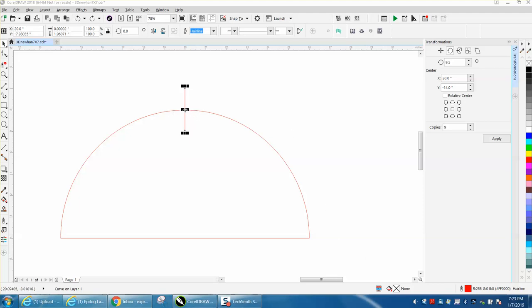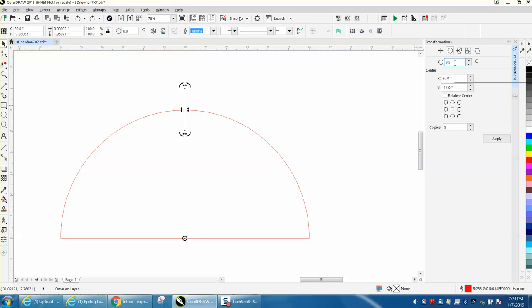Move this a half of an inch. And my internet friend, my new mentor, sent me a message and said the transformation docker is made for this, and it is. Sometimes I forget about it, but I've got this thing rotated to the center.